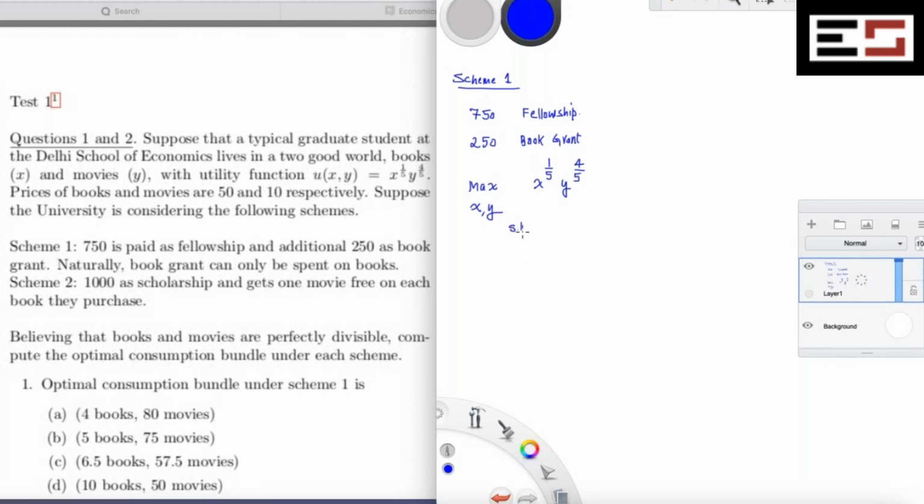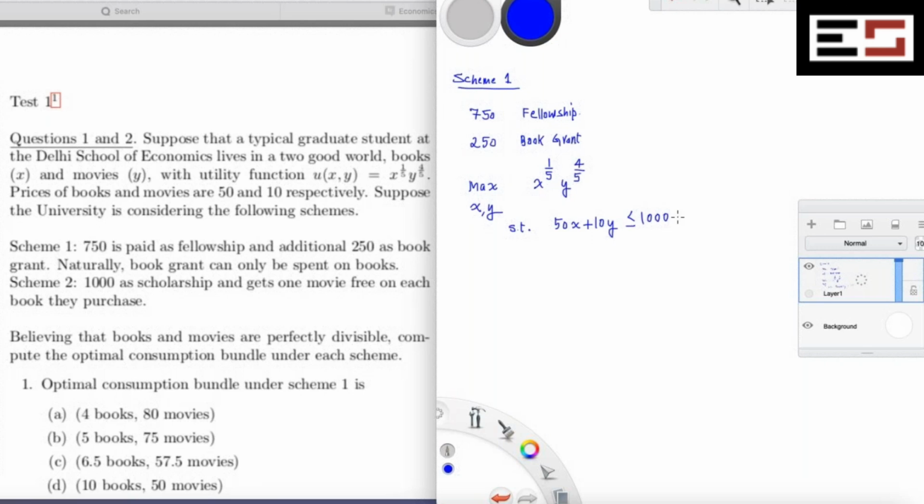Subject to the constraints. First let's write the expenditure constraint: expenditure cannot exceed the total amount of money that the student is getting. Expenditure on books and movies, if he consumes x books and y movies, is 50x plus 10y. That total expenditure cannot be more than the total amount that the student gets.